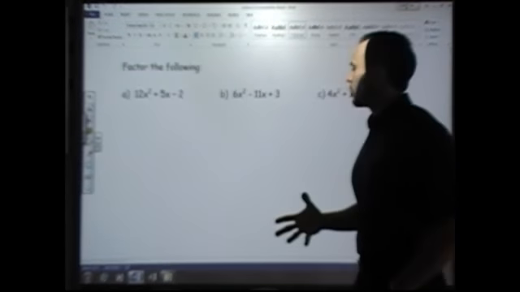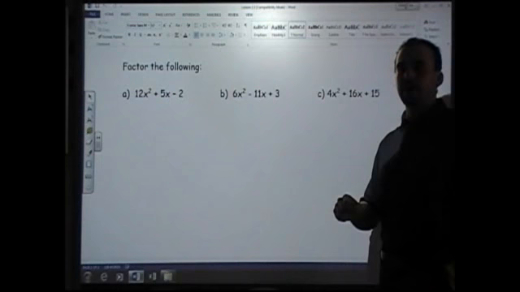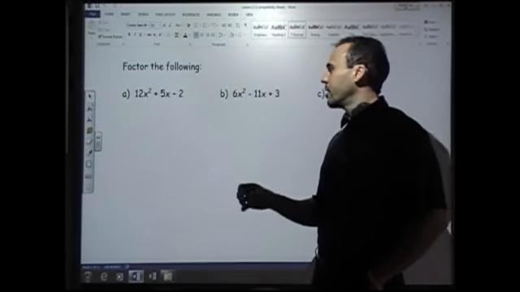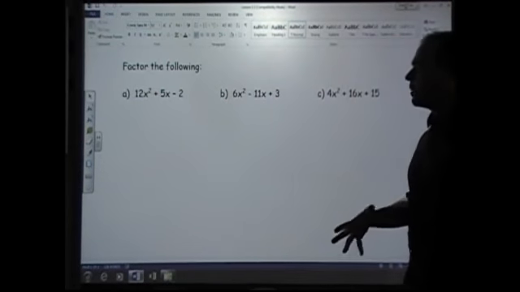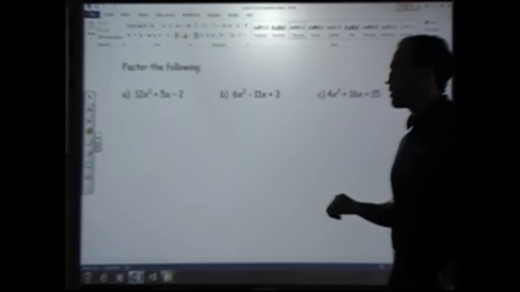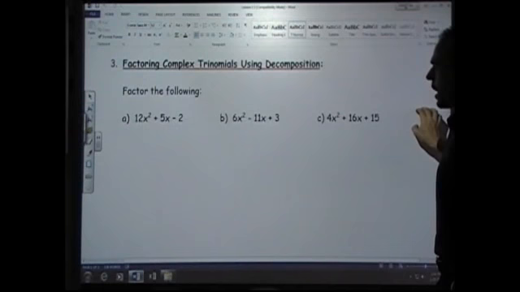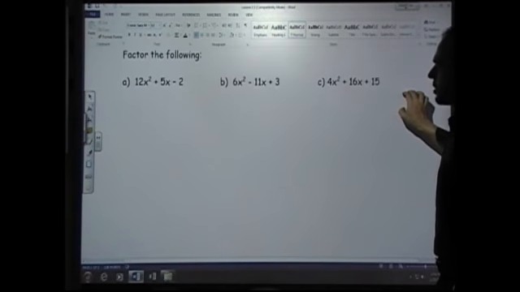If you'd like to learn that, I would check the crisscross method on YouTube, and there's actually a quick way of factoring these things without using decomposition, but that's another thing you would have to learn, and you have to get good at. So, factoring using decomposition. Factor the following questions here.